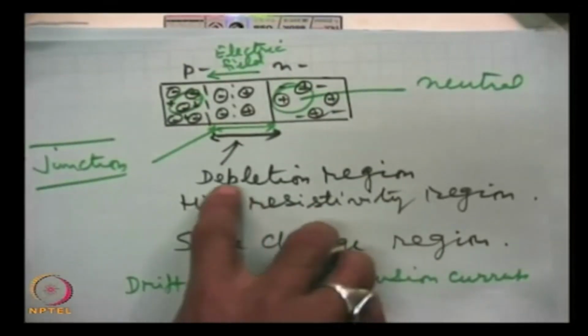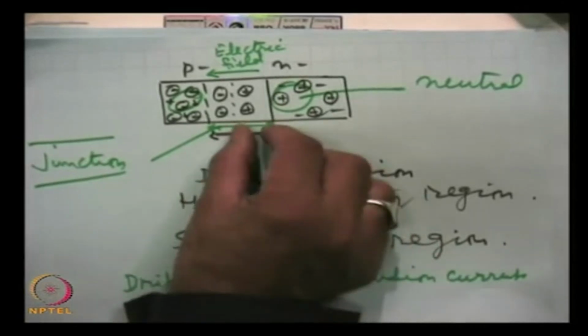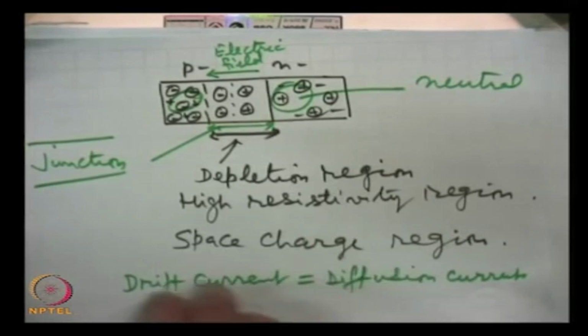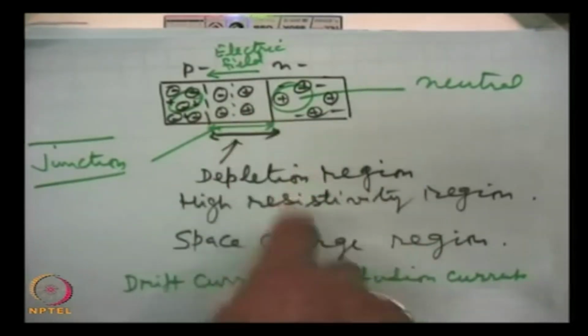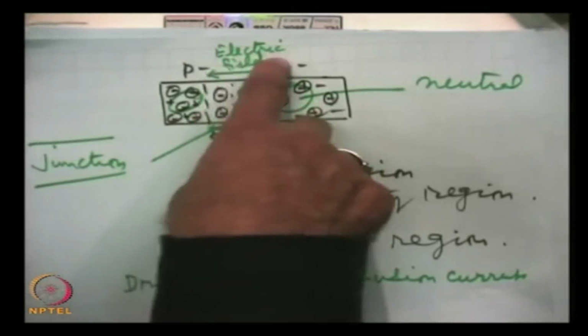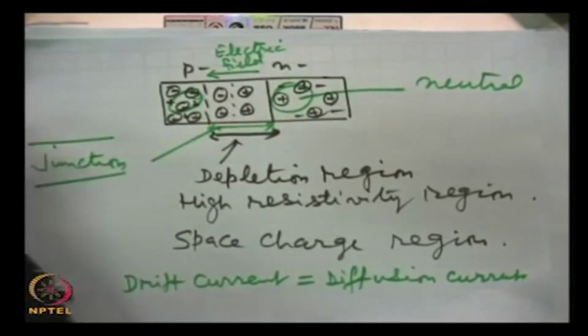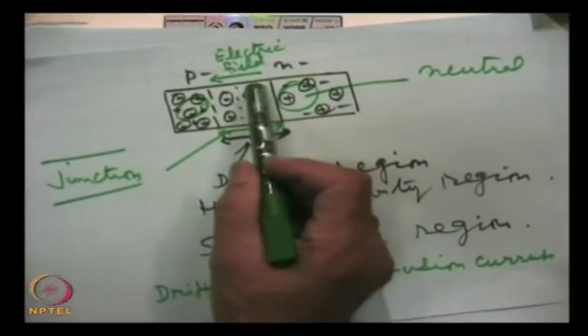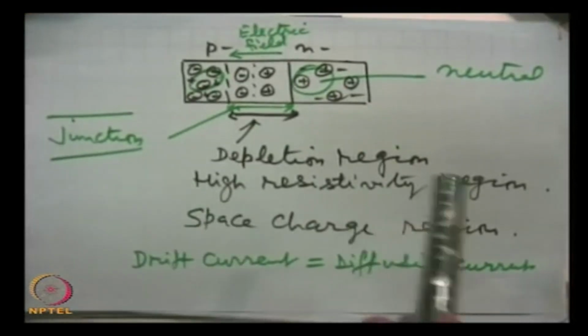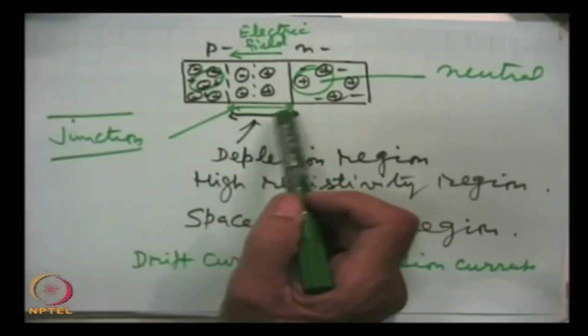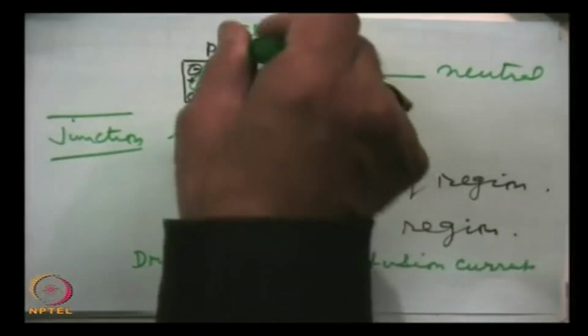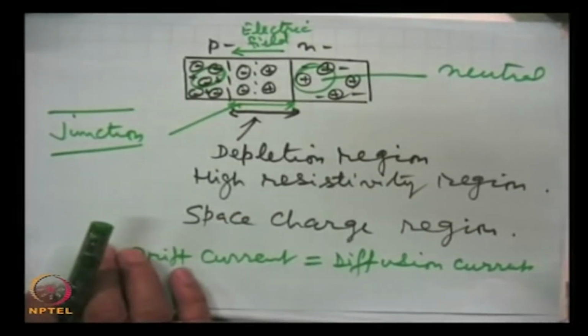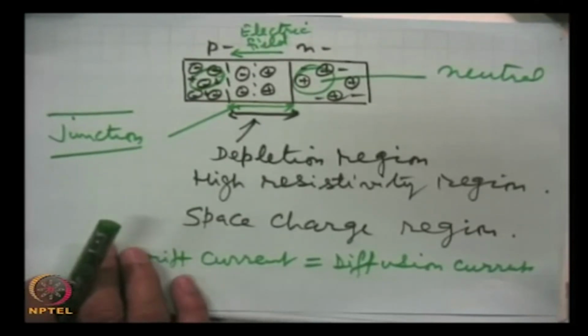So, we will remember the properties of the junction, which is called a depletion region. We can find out the width of the depletion region. A space charge region gives rise to an electric field. What is the amount of electric field? We can calculate that also, and it is a high resistivity region. There is a field, and a field always gives rise to a potential, what we call the contact potential.